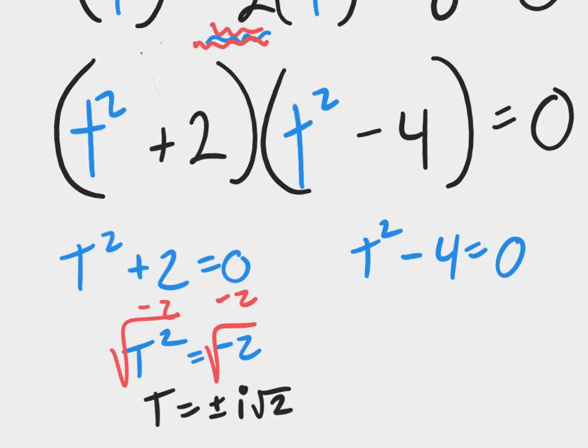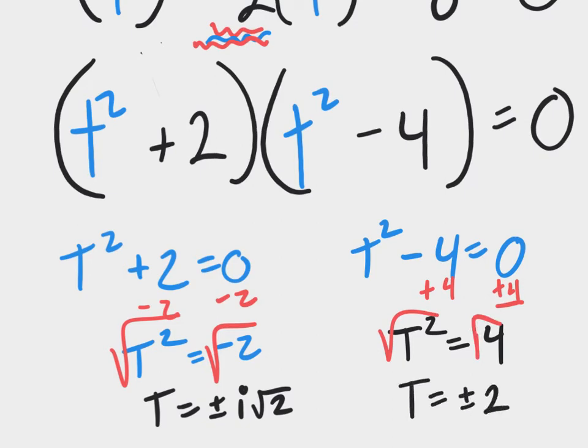Let's do the other one. The other one's a little nicer. Plus 4, you're going to have t squared equaling 4. And when you apply a square root to both sides, you will get t equaling plus or minus 2. And those are two real answers.